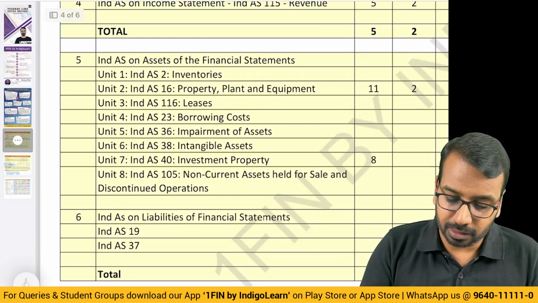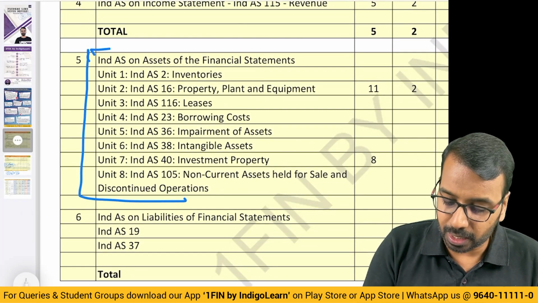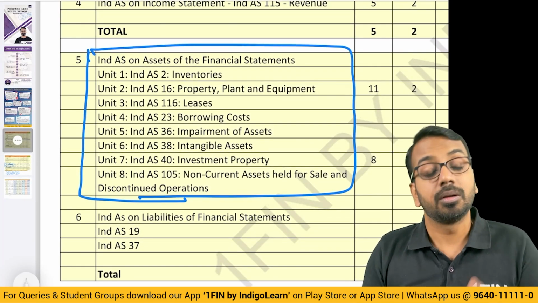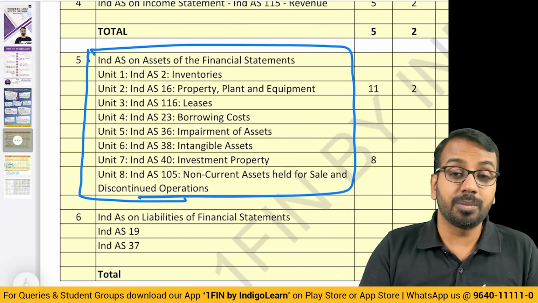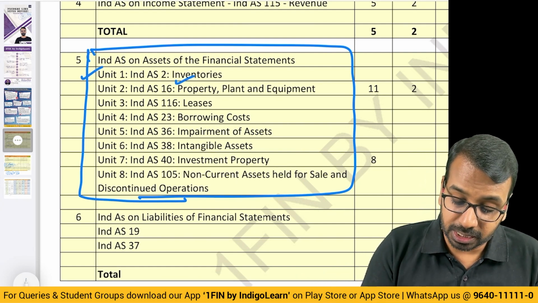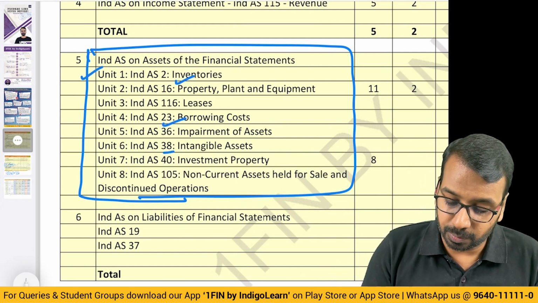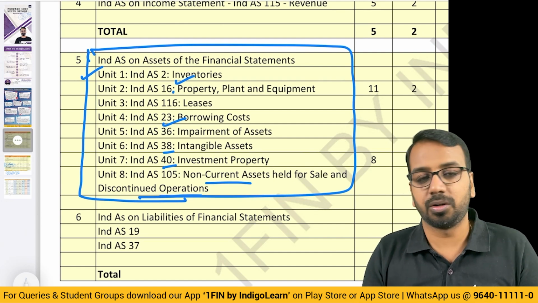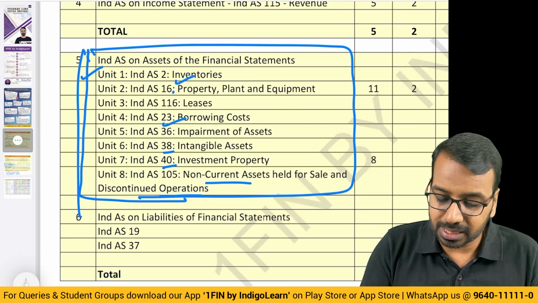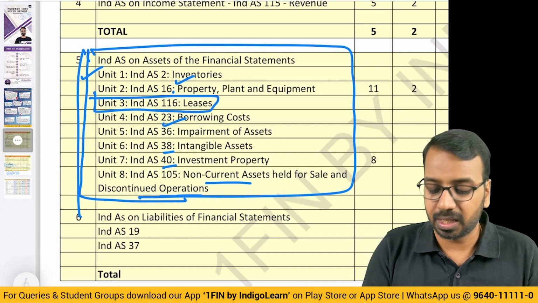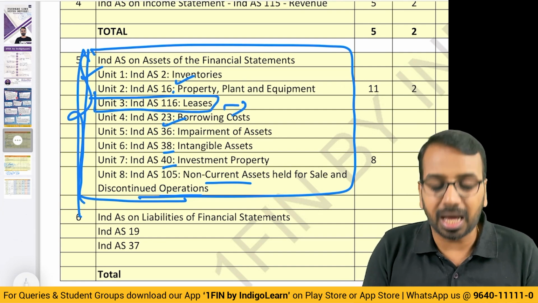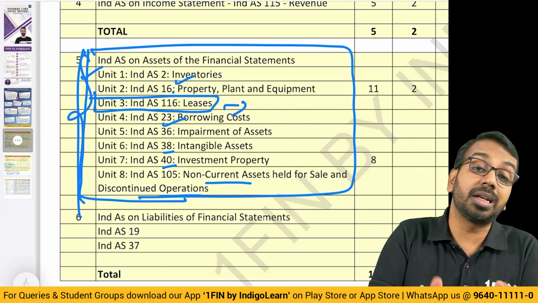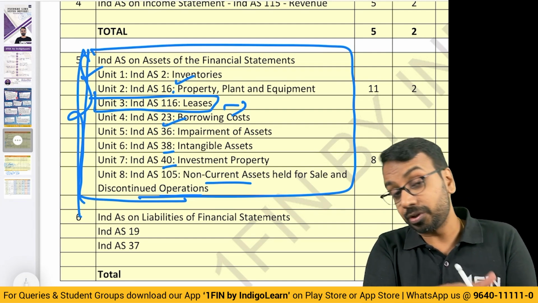another set you have to focus on is this part. These are easier chapters, but frequently tested. Now, why do I call them easier? Because Ind AS 2, 16, borrowing cost, intangible assets, investment properties, again similar to PPE, non-current assets held for sale and discontinued operations. All of these chapters except for leases, which we will discuss separately. These are basic chapters which you have done in Inter also, which you are redoing in Final.